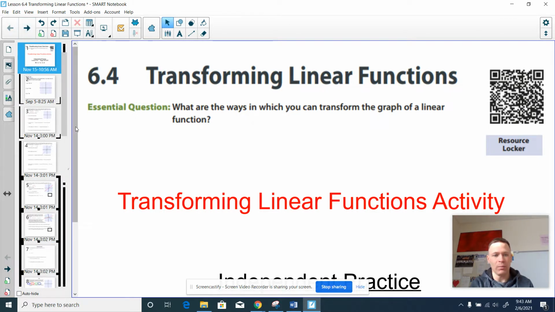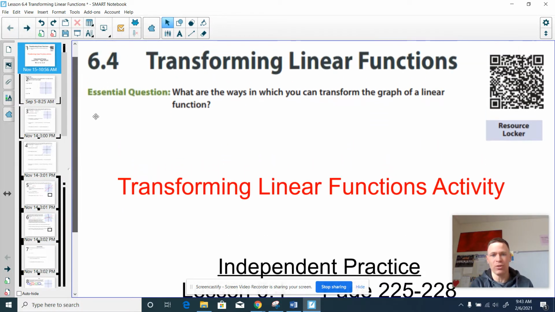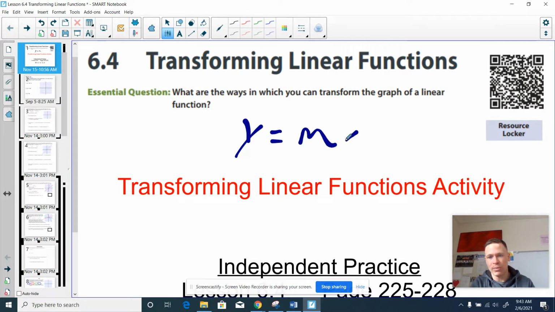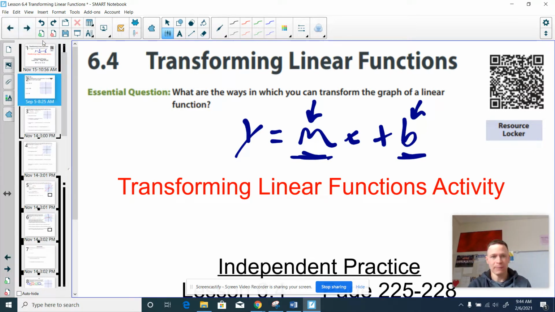So the goal today is to be able to get really good at taking our y equals mx plus b function and understanding what m really does and what b really does in terms of a transformation. Really, today is about learning vocabulary that's attached with what happens when I change this number and what happens when I change this number. There are some keywords that we assign to each of those scenarios, and that's what we're going to get out of this activity.